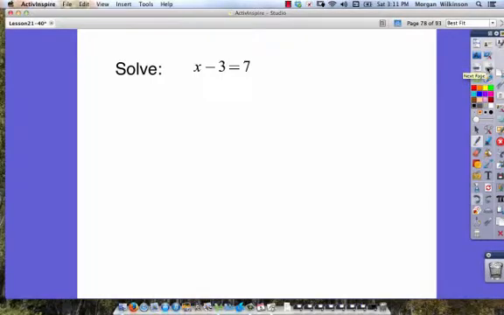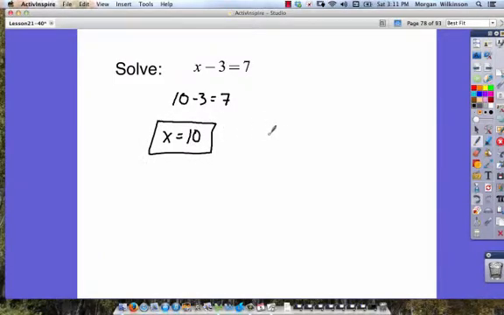Here we have to solve x minus 3 is equal to 7. What number minus 3 gives us 7? Well, that must be 10. 10 minus 3 equals 7. So x must be equal to 10.